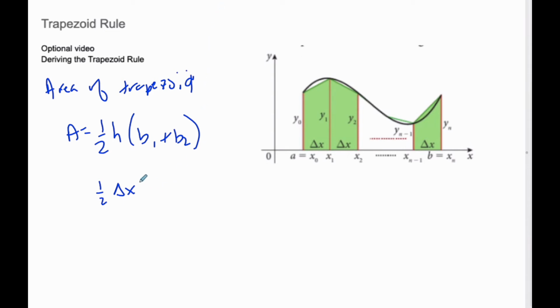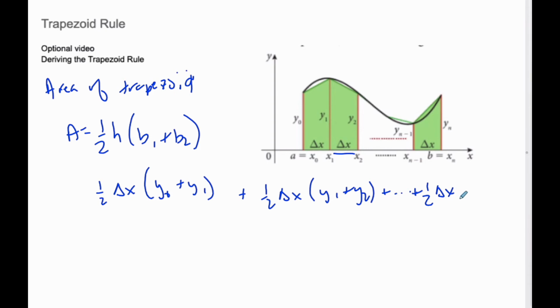If I look at the first trapezoid here, my base 1 is going to be y0 plus y1, and that is going to be the area of this particular trapezoid. Then I'm going to find the area of the next trapezoid, which is going to be half the change in x, which is my height, times y1 plus y2. Plus, and this is going to go on and on, 1/2 delta x times y(n minus 1) plus yn.